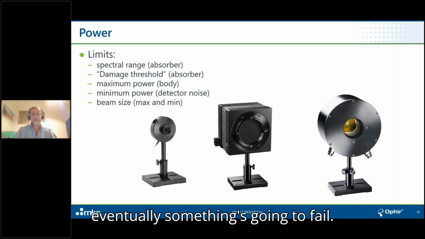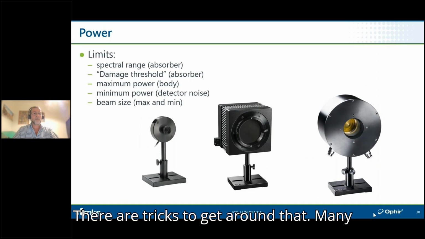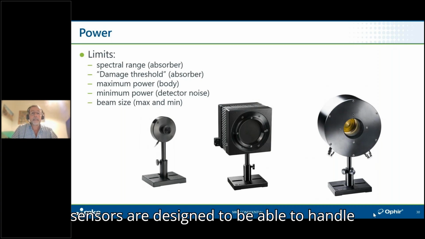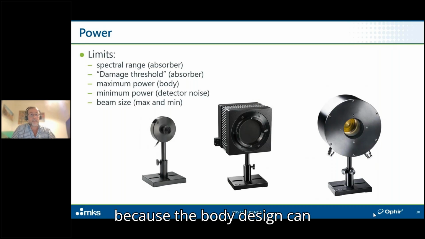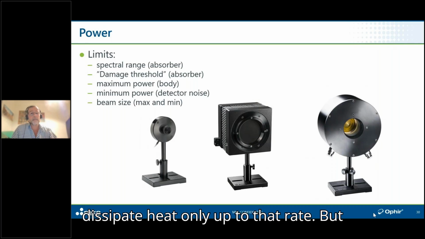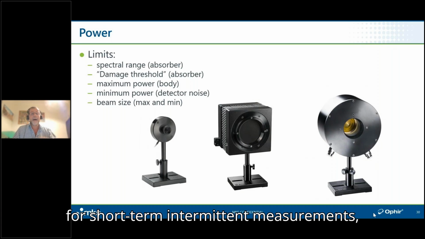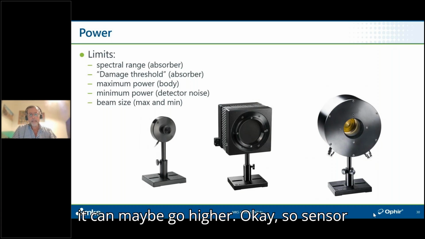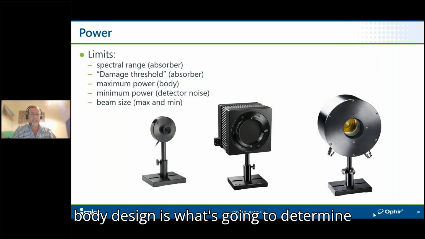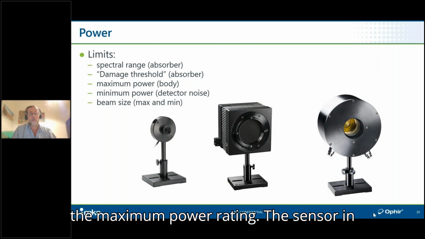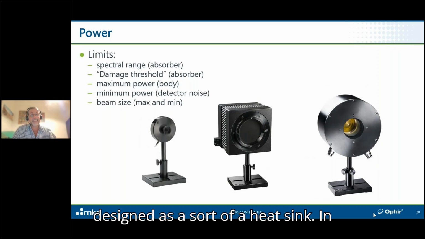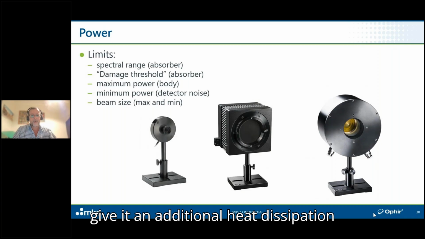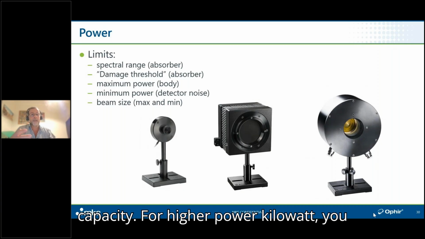Okay, so sensor body design is what's going to determine the maximum power rating. The sensor in the middle, you can see that its body is designed as a sort of heat sink. In some cases, there will be a fan there to give it additional heat dissipation capacity for higher power, kilowatt and upward. Industrial applications usually will use water-cooled sensors, such as the one you see on the right. In general, in those applications, the lasers themselves are also water cooled. So there is usually going to be cooling water infrastructure at the facility.